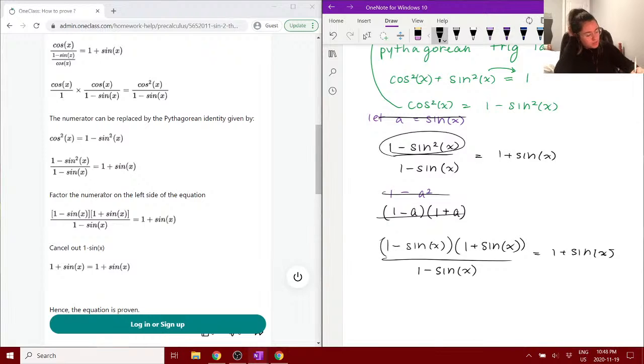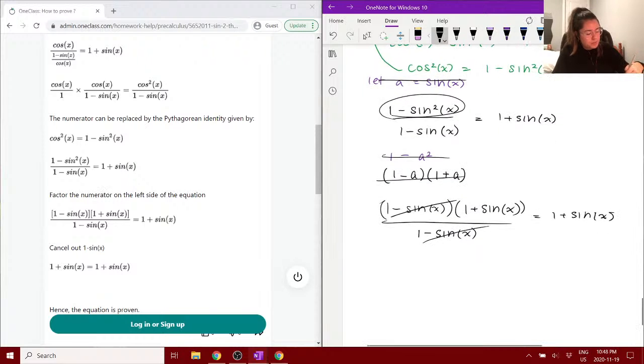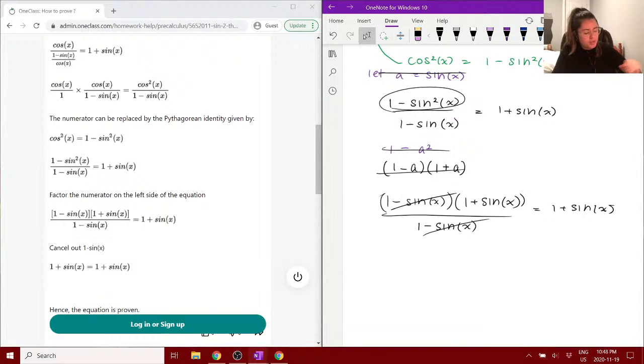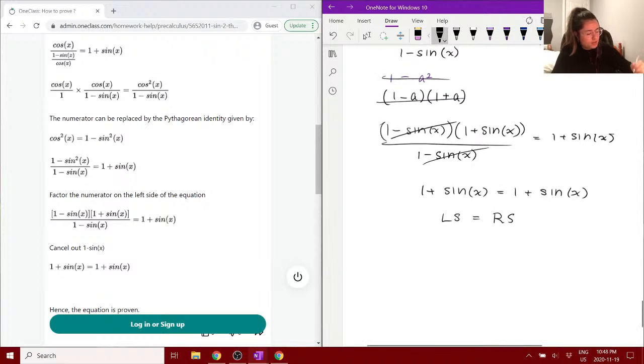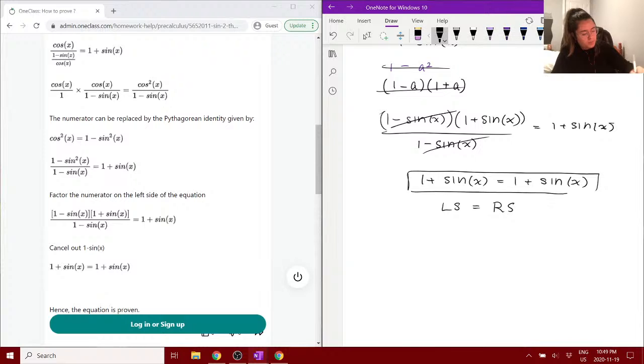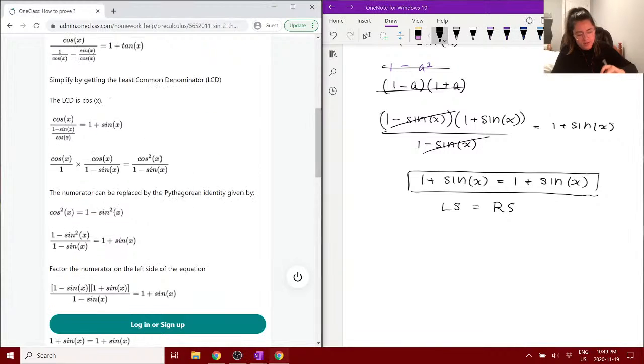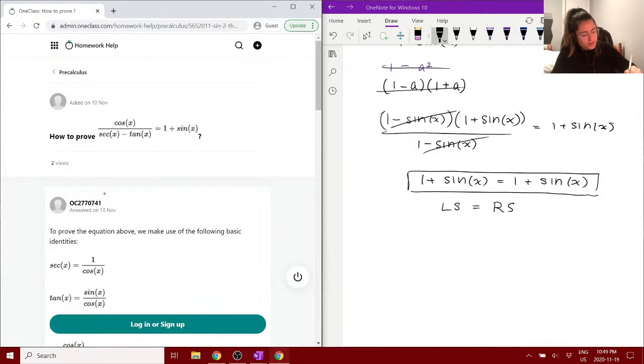And as we can see here, we have the same thing in the denominator as we do in the numerator, right? Because they're being multiplied, the two brackets in the numerator, you can cancel them out, and we are just left with 1 plus sine x is equal to 1 plus sine x on the right-hand side. So we see that left side now equals right side, and that is our QED. That is our proof solved. They asked for a proof, and we've solved it, so QED.